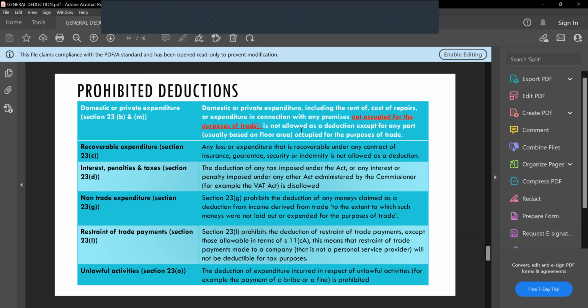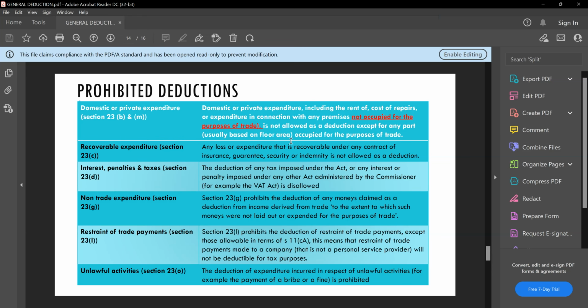So you may get a question where a portion of the property is used for trade purposes and the other portion is not used for trade purposes. So if you come across a question like that, you'll use the floor area of the property to apportion the expenses between the portion relating to trade and the portion expended on the other part that's not occupied for trade purposes. I hope I'm making sense.